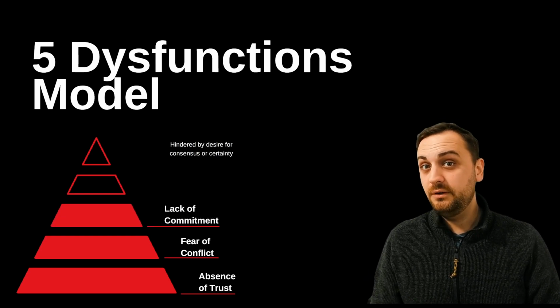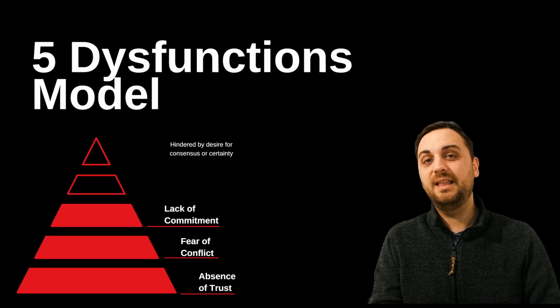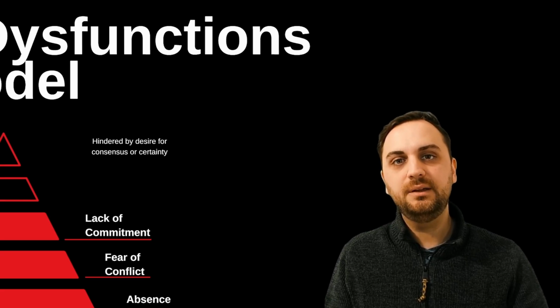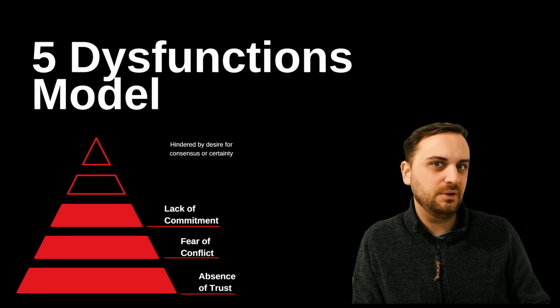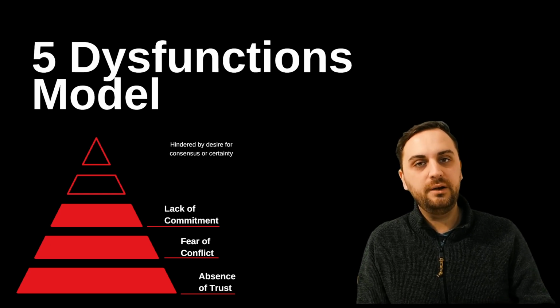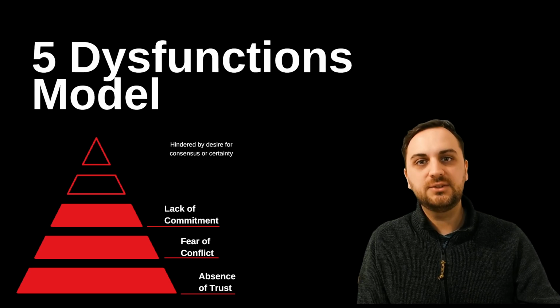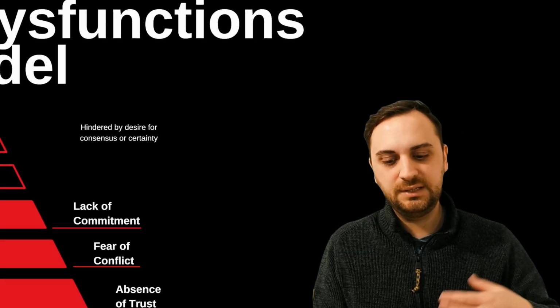So now that we've solved our fear of conflict, we get to move on to the next level of this model, which is a lack of commitment. Now, a lack of commitment is when we can't commit to something, like we kind of don't come to that final agreement point for one of two reasons. One, we want everyone to agree, or two, we want complete certainty in this idea that it's going to be absolutely perfect and we just keep collecting data.